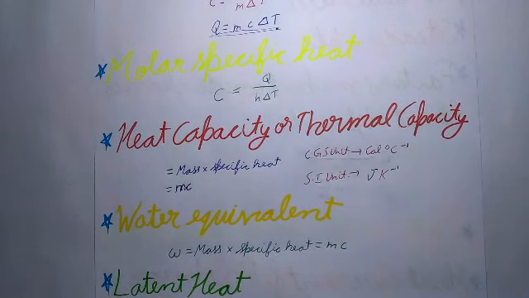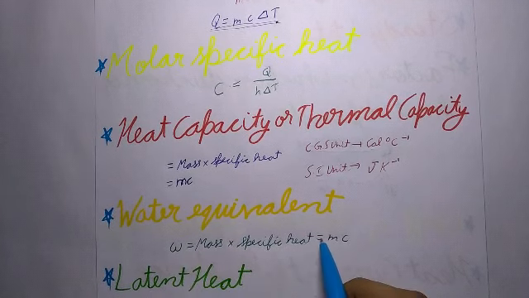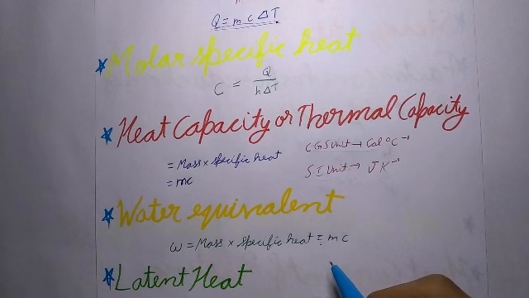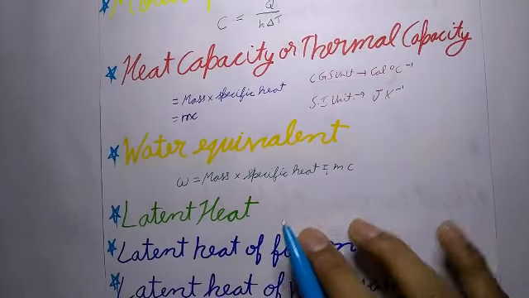So next is water equivalent. The water equivalent of a body is defined as the mass of the water which requires the same amount of heat as is required by the given body for the same rise in temperature, which is given as W equals mass into specific heat, which equals mc. And the CGS unit of water equivalent is gram, and the SI unit of water equivalent is kg, as this is mass.